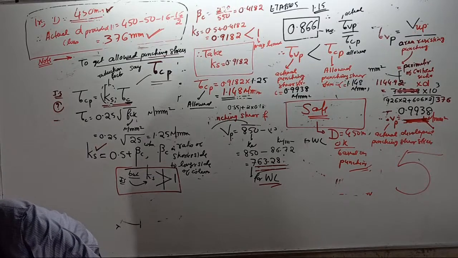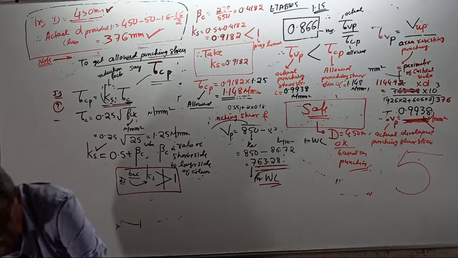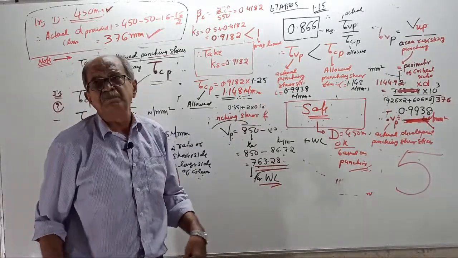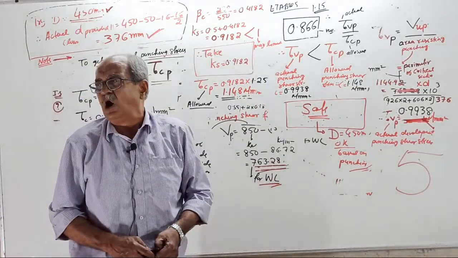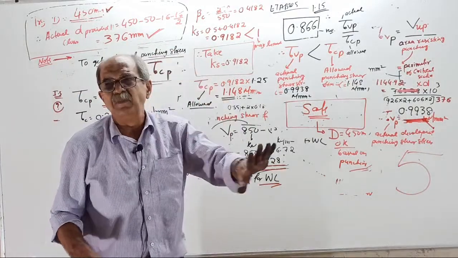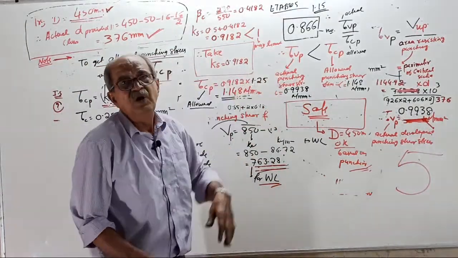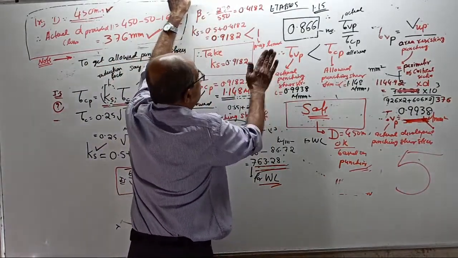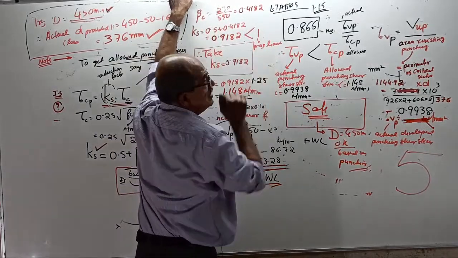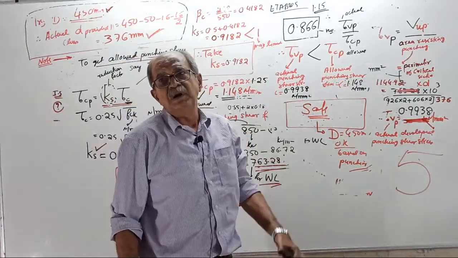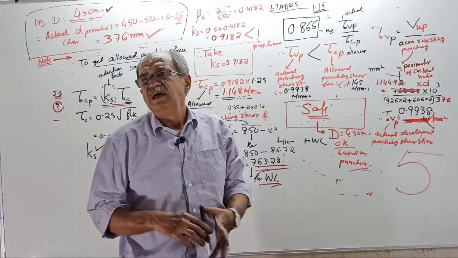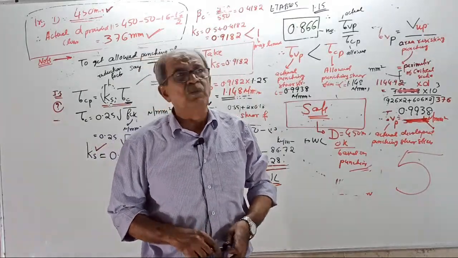By chance, if the number comes to 1.01, no problem. 500, no. Edit, 525. Yes, safe. The number comes down. Clear? If you get unsafe, now you know.